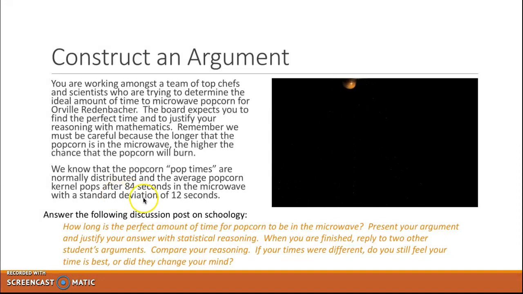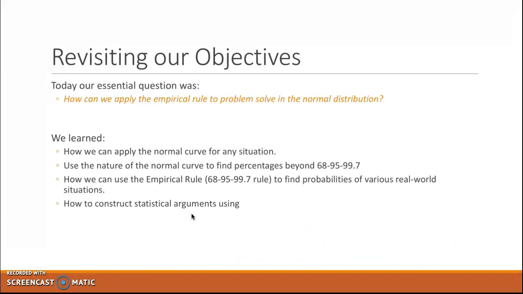So that's pretty much everything that we've got for the empirical rule. I wish you guys good luck on constructing your argument. Just to revisit what we did really fast, we figured out how we can use the empirical rule for a normal distribution. We applied the normal curve for any situation. We used the nature of the normal curve to find percentages within the 68, 95, 99.7 rule. We applied that to real-world problems, and now we're learning how to construct statistical arguments using the rule.